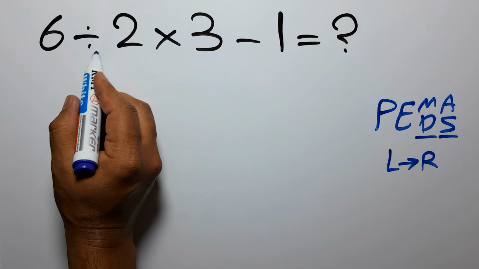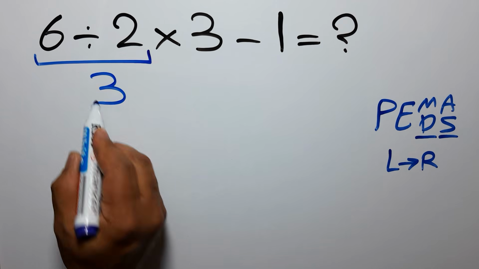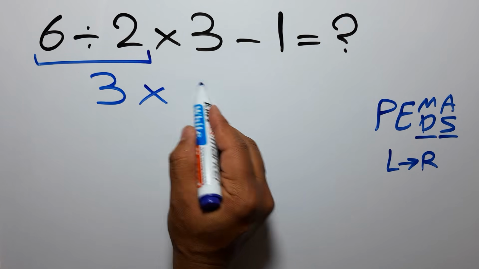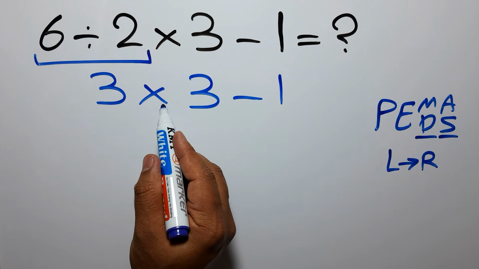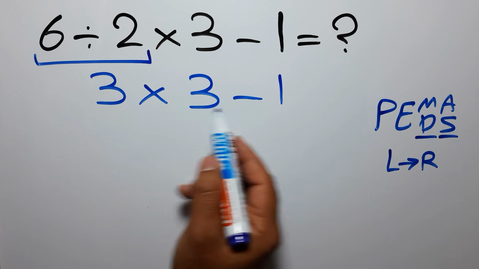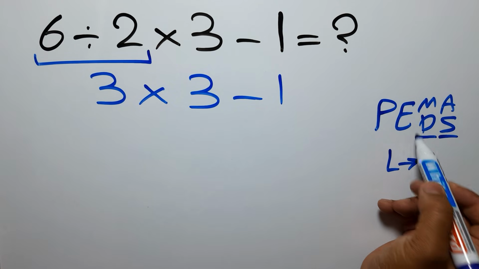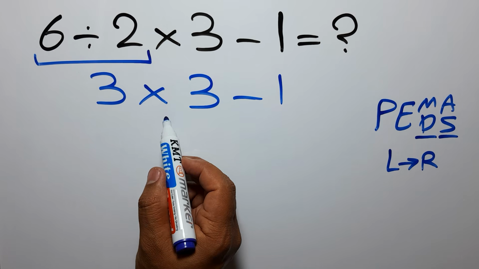So first we have to do this division. 6 divided by 2 gives us 3. So we have 3 times 3 minus 1. Now we have 1 multiplication and 1 subtraction. Multiplication has higher priority than subtraction because multiplication comes before subtraction. So here first we have to do this multiplication.